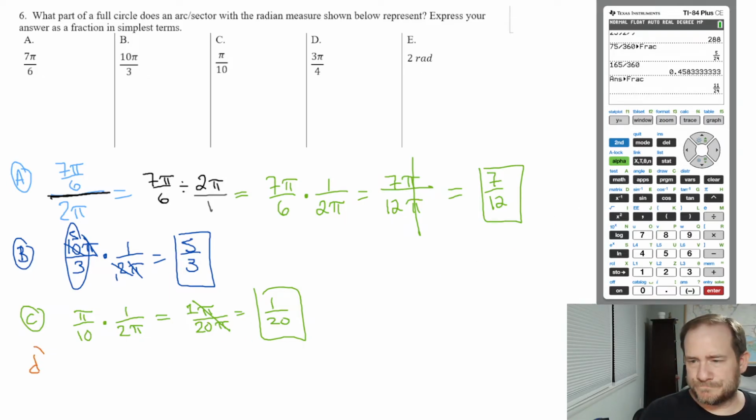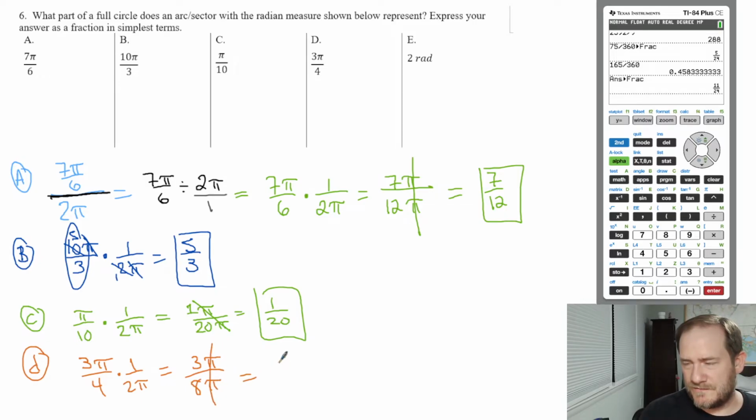D. 3 pi over 4. Alright, I'm going to multiply that by 1 over 2 pi again. That's giving me 3 pi over 8 pi. And if you cancel the pi's, then your ratio is 3 to 8.